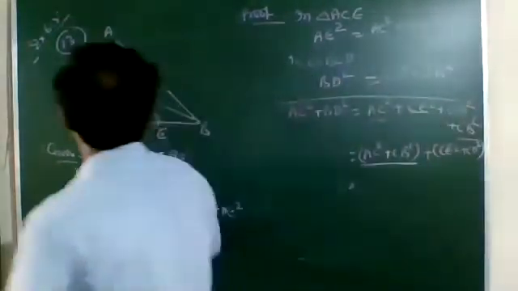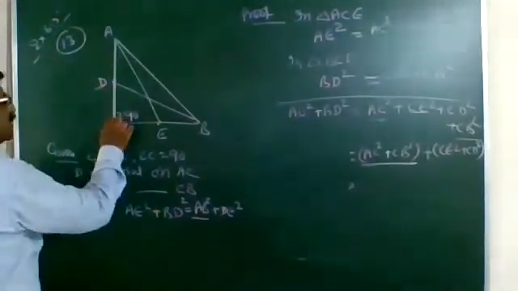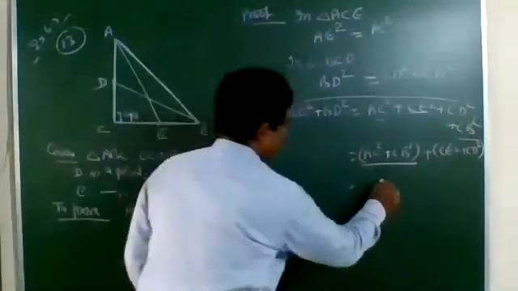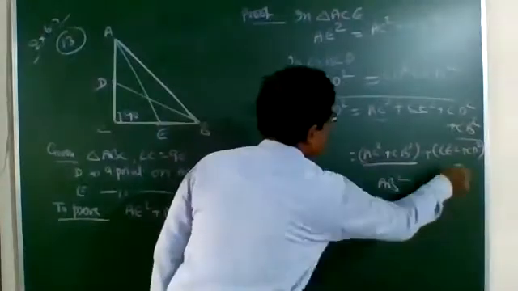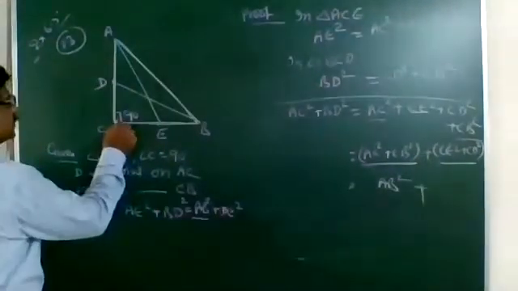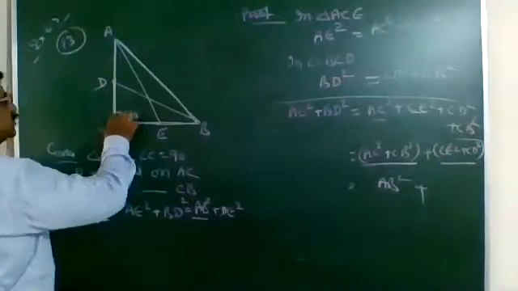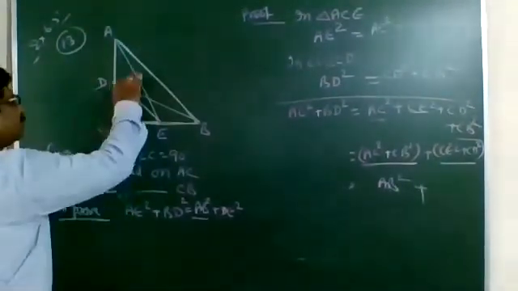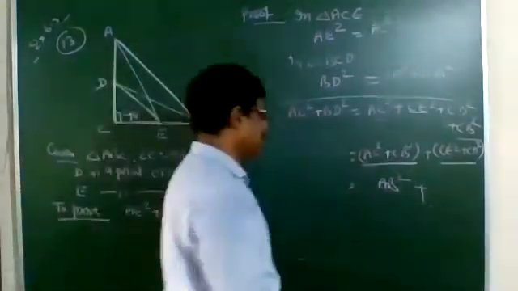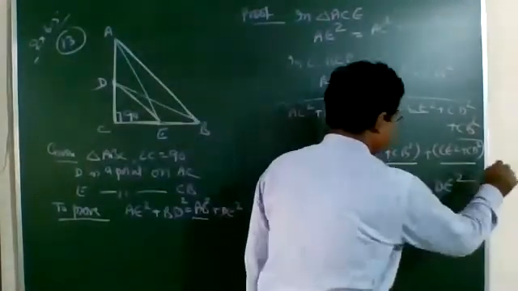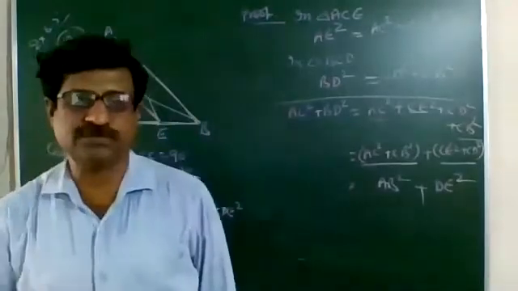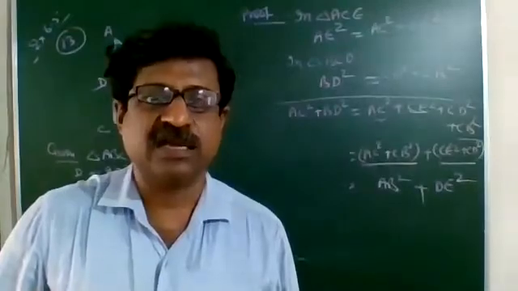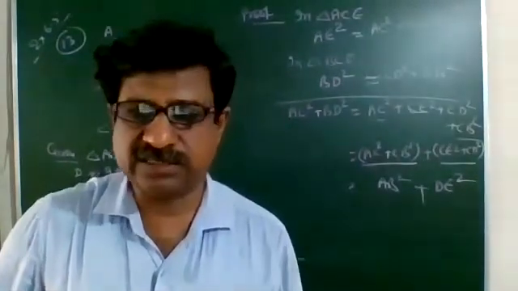AC square plus CB square, just see the diagram. This is AC square, this is CB square. Using Pythagoras theorem, this can be written as AB square. And CE square plus CD square, this is CE square, this is CD square. Using Pythagoras theorem, CE square plus CD square can be written as DE square. Everywhere we have used Pythagoras theorem. This is the required result. We started from the left hand side and reached the right hand side.